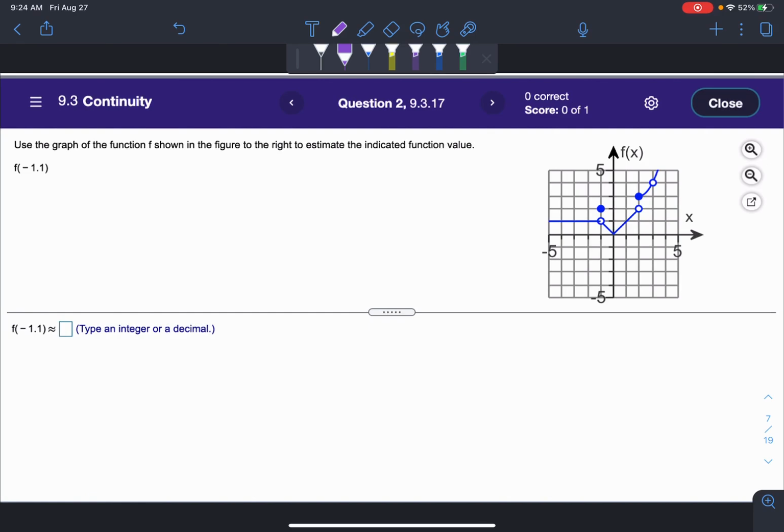So we want to know what the function value is at x equals negative 1.1. So again, let's try to find that value. So here is negative 1, and here's negative 2. So negative 1.1 lives about here. So let's just look up or down until we hit the function. So in this case, we're going to look up. And so the point's about here, and I would call that 1.